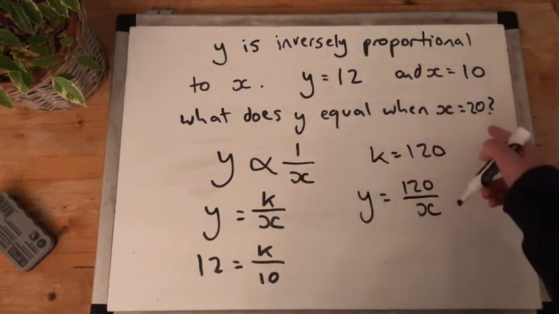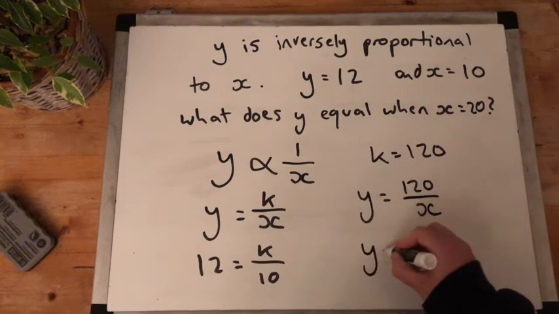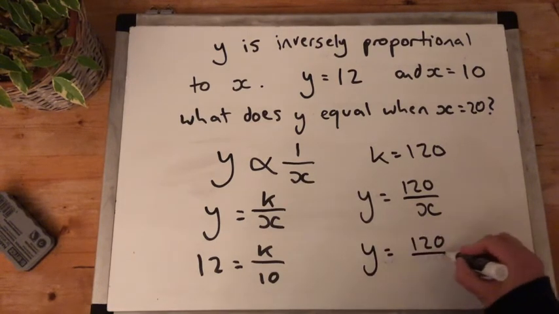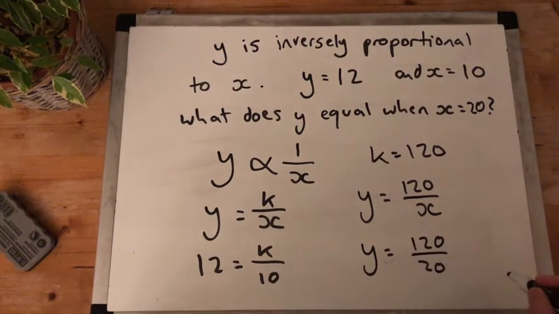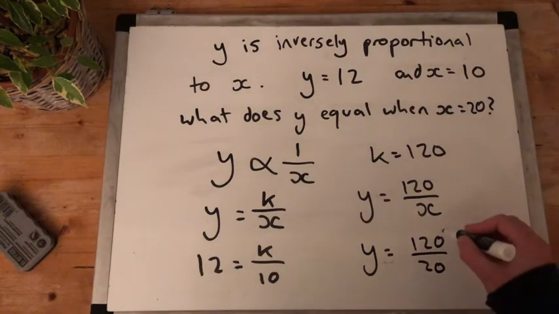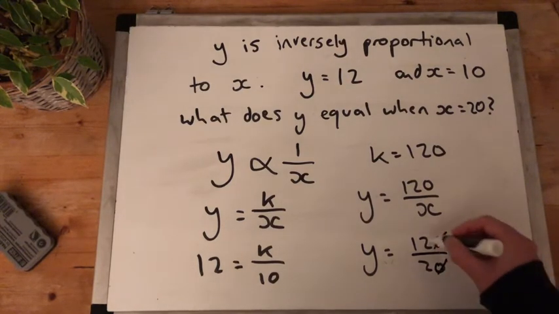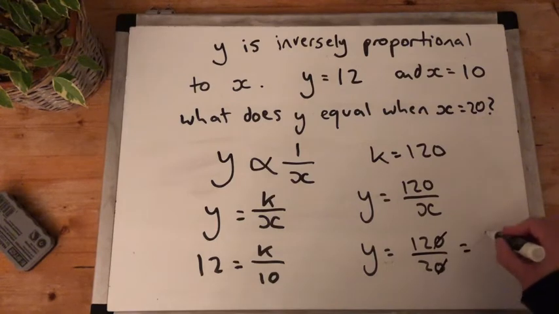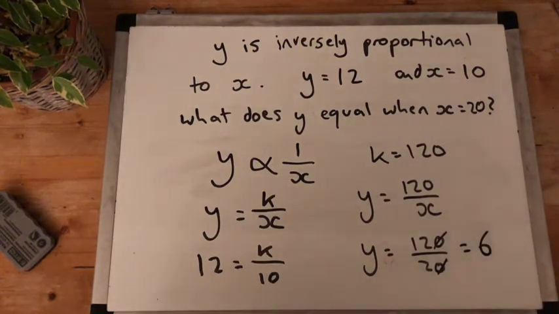What does y equal when x is 20? Y equals 120 over 20. 120 divided by 20, you can divide them both by 10. 12 divided by 2 equals 6. So y equals 6. Let's do another example now.